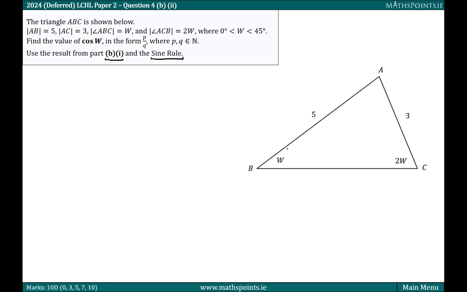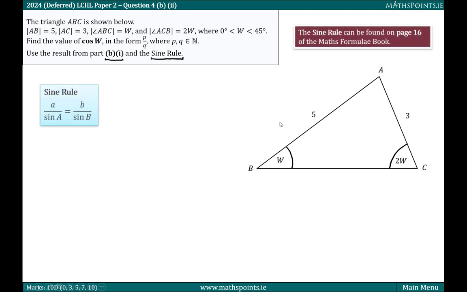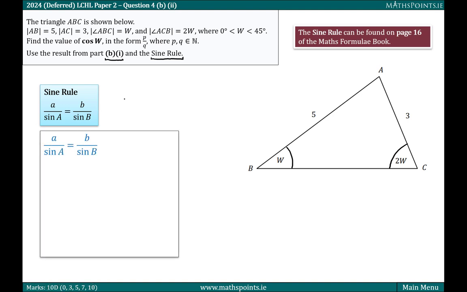We've been given an angle here that's w, and we have an angle over on the other side that's 2w, and we have the opposite sides of those. So the side that's opposite the w is 3, and the side that's opposite the 2w is 5. So if we set up the sine rule, which is on page 16 of our formula book, we can use it like this, or you can also turn it upside down.